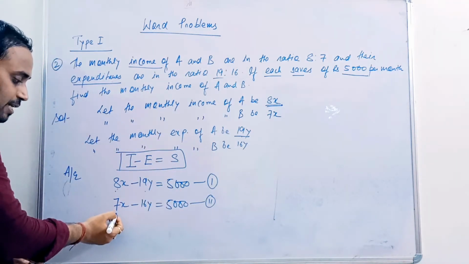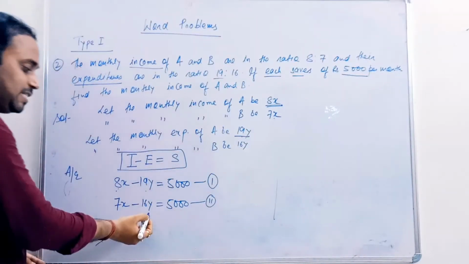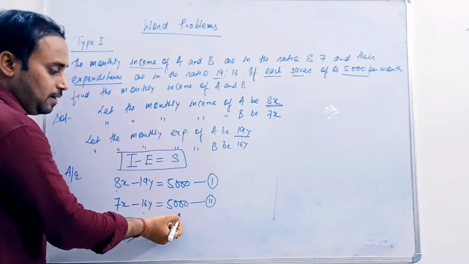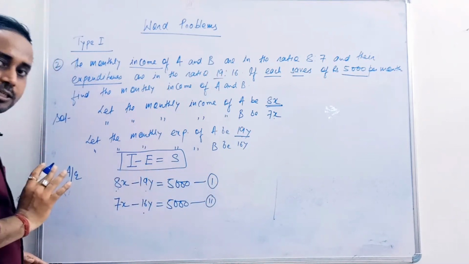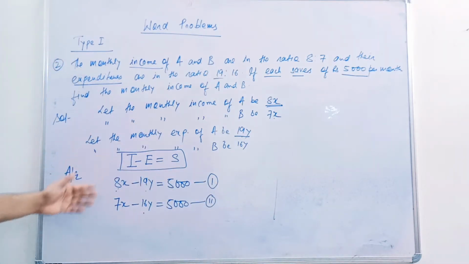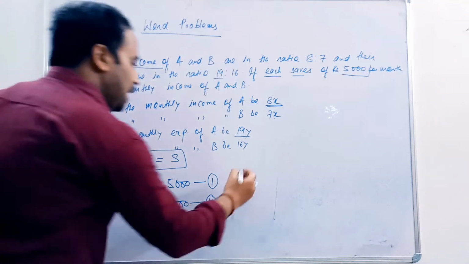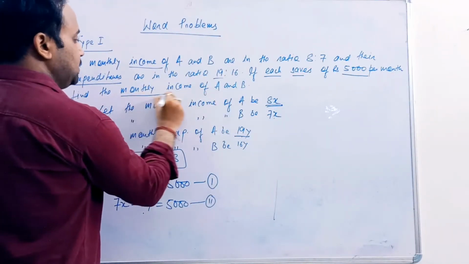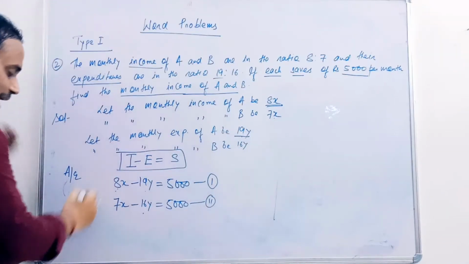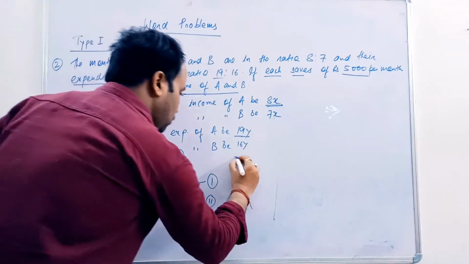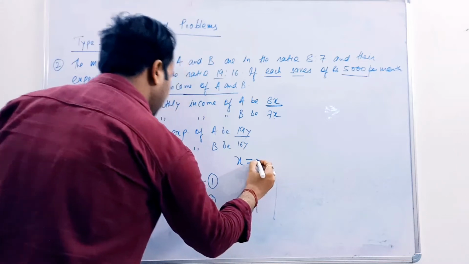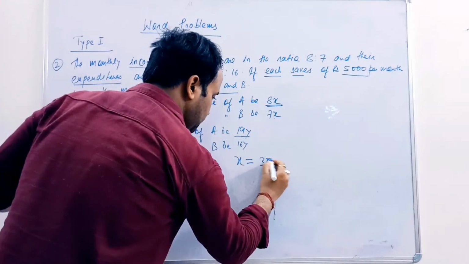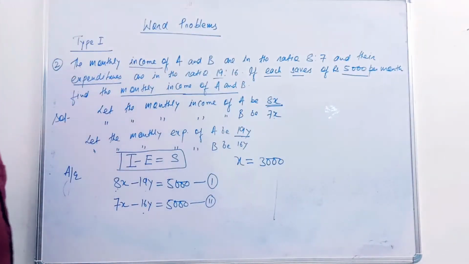Same as B's income is 7x, B's expenditure is 16y. Income minus expenditure becomes saving. I hope up to this is clear. Now we can solve the equation, and in the question we have to calculate the monthly income of A and B. After you solve, you get the value of x will be 3,000.